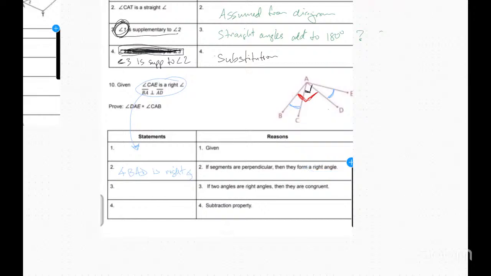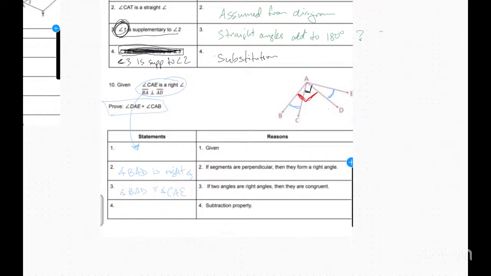Number 3 says if two angles are right, then they are congruent. So which two things are we going to say are congruent? CAE and BAD. Very good. The two right angles, right? So BAD and CAE. Good. You understand why you come up with that reasoning? And then finally, the proof is always just going to be whatever the final statement is. So DAE is congruent to angle CAB.